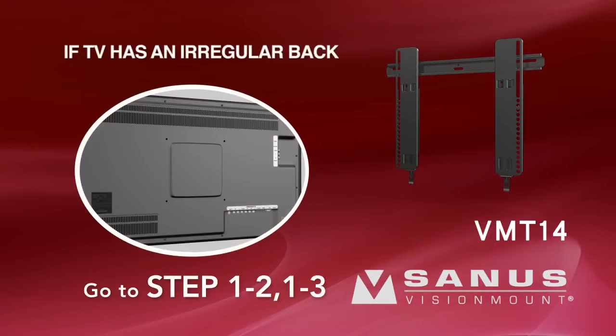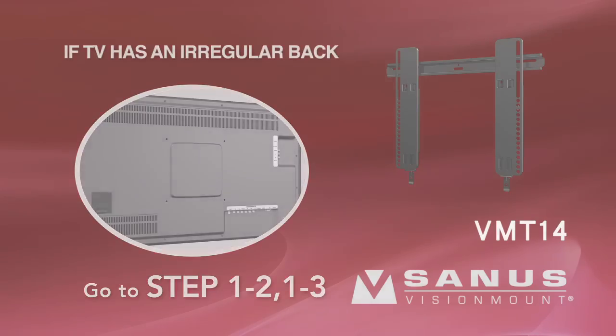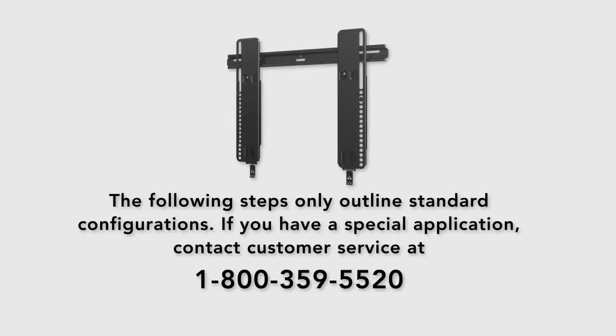If you have a TV with an irregular back, or you need extra space to accommodate cables, recesses, or protrusions, proceed to step 1-2 and 1-3. The following steps only outline standard configurations. If you have a special application, contact customer service at 1-800-359-5520.